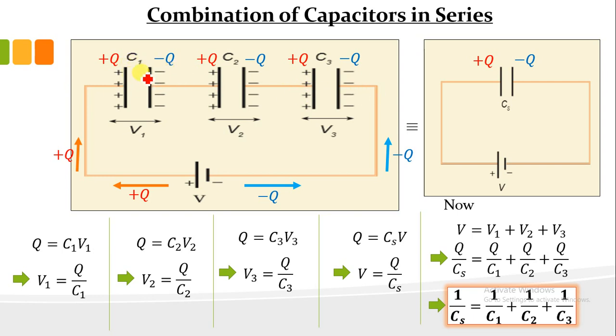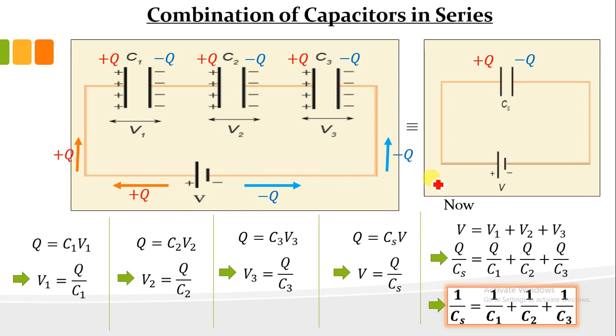First capacitor is charged with Q, second capacitor is also charged Q, third capacitor is also charged Q. One plate is having plus Q, the other plate is having minus Q. Okay, now the potential difference applied is V. This potential difference gets distributed across each capacitor. Let the potential difference across the first be V1, across the second V2, and across the third V3. When you add these three, V1 plus V2 plus V3, it becomes equal to V.